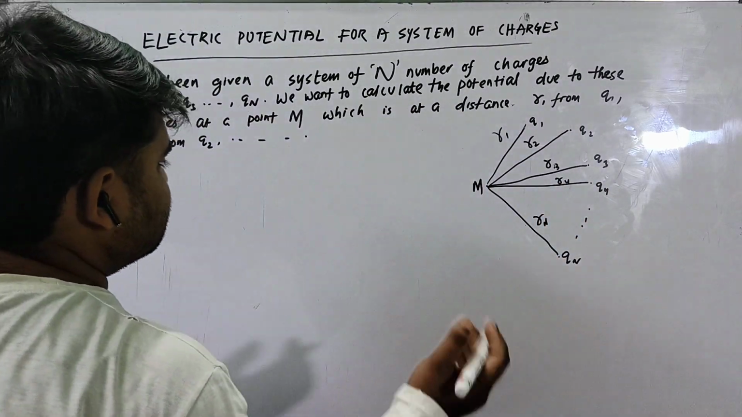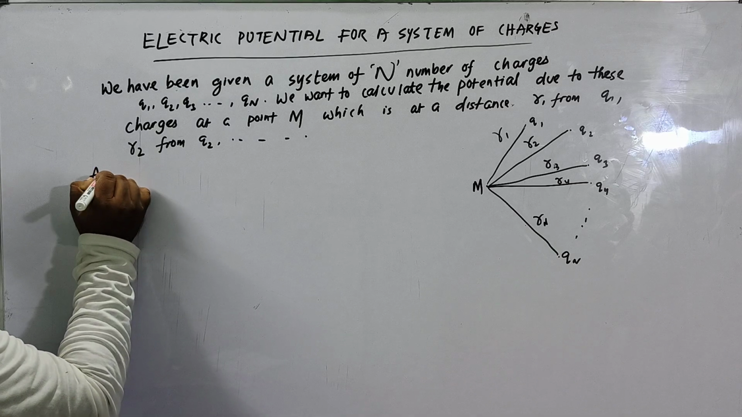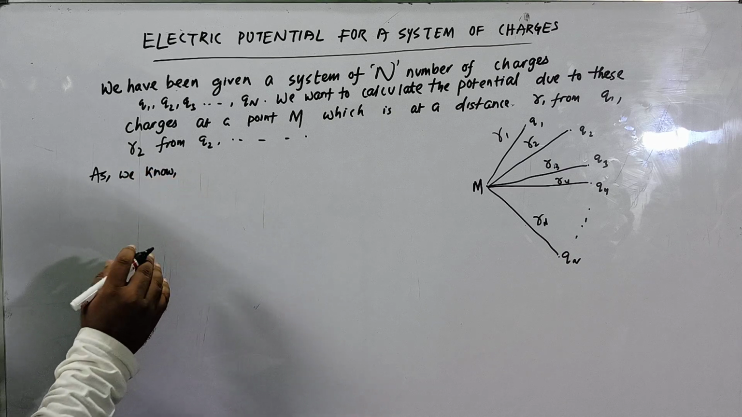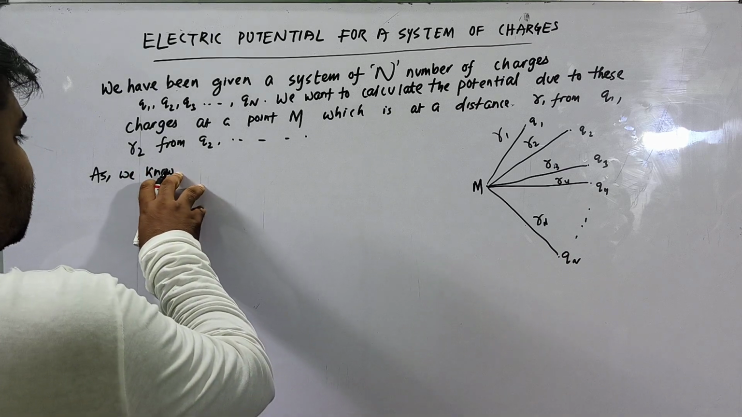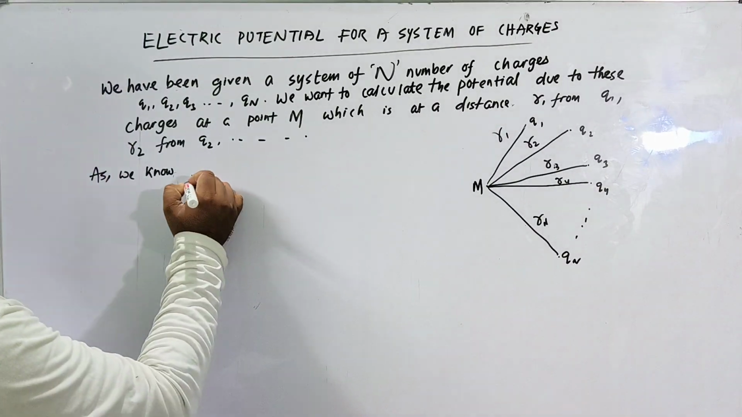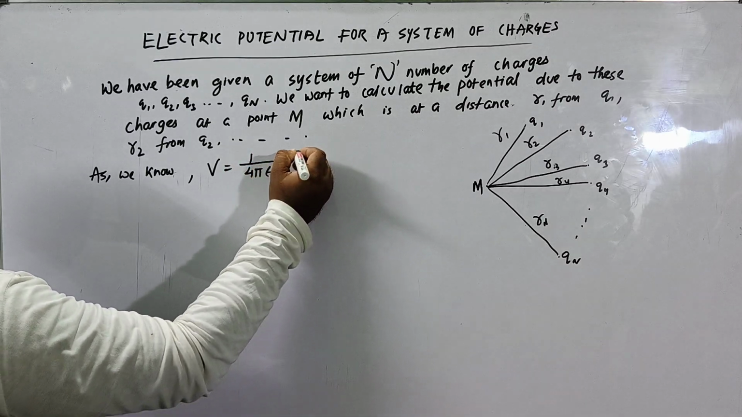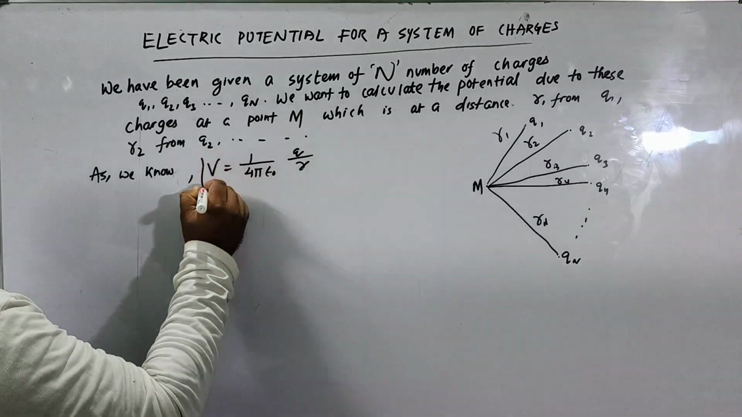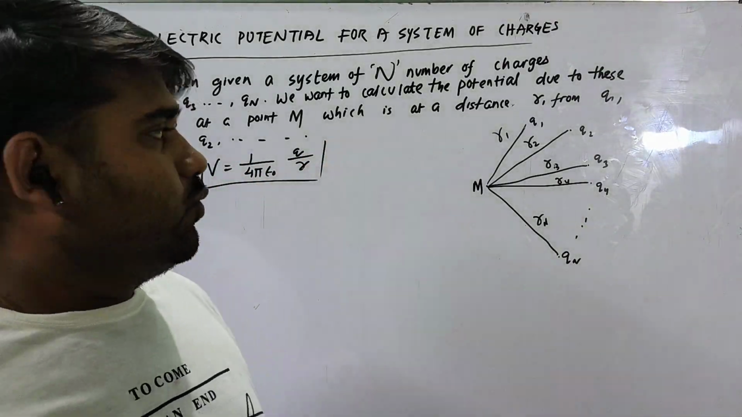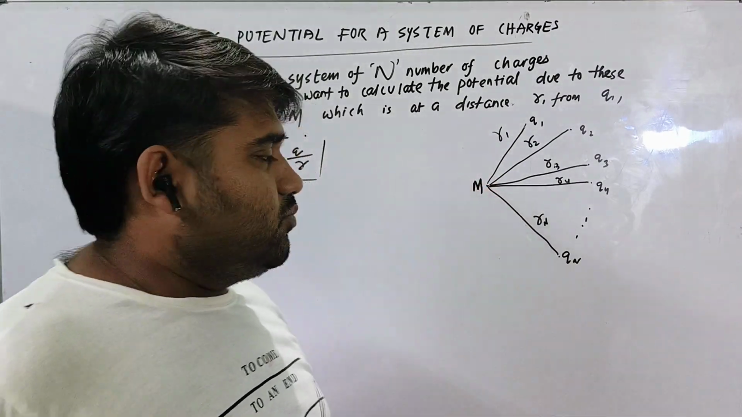So let us come to the direct formula. As we know, for a single point charge Q, the potential at a distance R is given as V equals 1 upon 4 pi epsilon naught, Q by R. This is your general formula. Now we have to calculate it for Q1 at a distance R1, which is the point M.